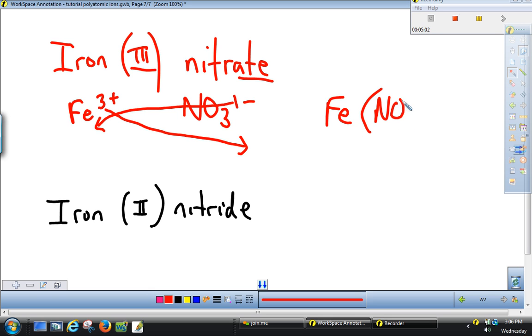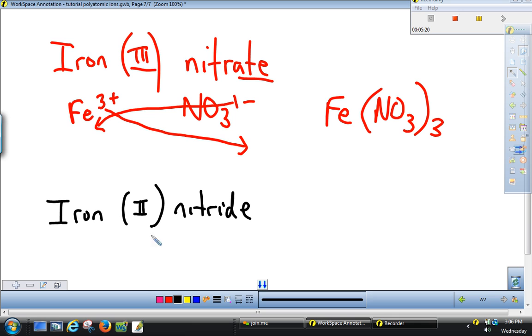And then I write the formula, nitrogen and 3 oxygens, that makes up a nitrate, and then how many of that ion I need. I need 3 of that polyatomic ion, and so I have to include parentheses to show that I need 3 of the whole group, that whole ion. Alright, so you have to use parentheses when you need multiples of a polyatomic ion.